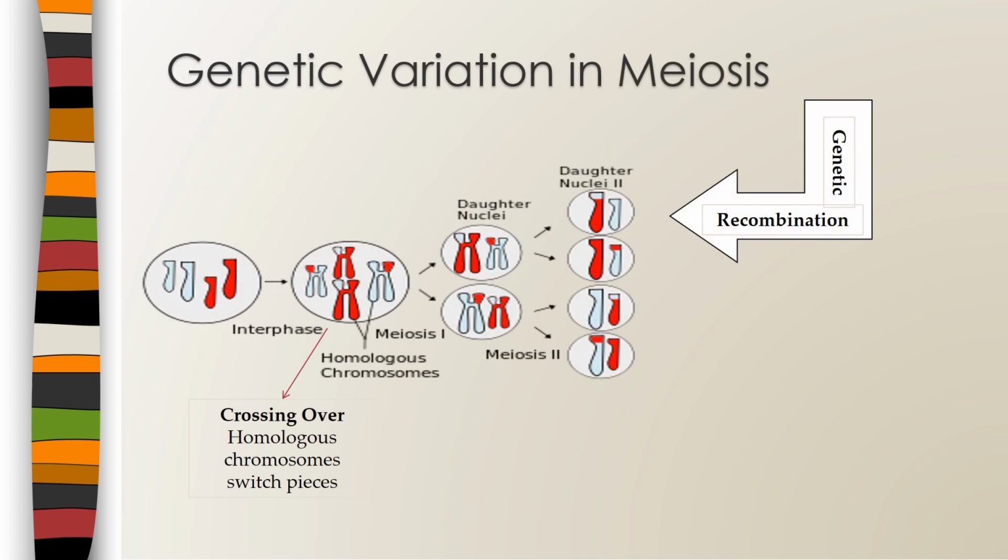Genetic variation in meiosis. What happens is first, even before meiosis occurs, we have what's called crossing over. And those are when homologous, homo meaning the same, chromosomes switch pieces to create these different pieces. That creates lots of different daughter nuclei or lots of different potential eggs or lots of different potential sperm. And this is called genetic recombination.